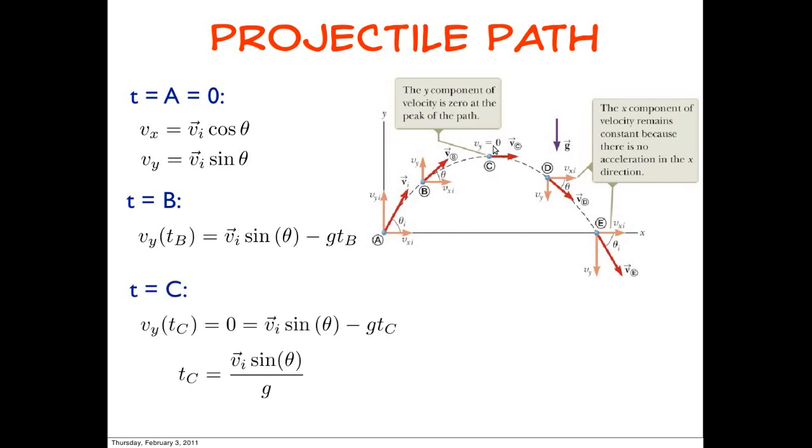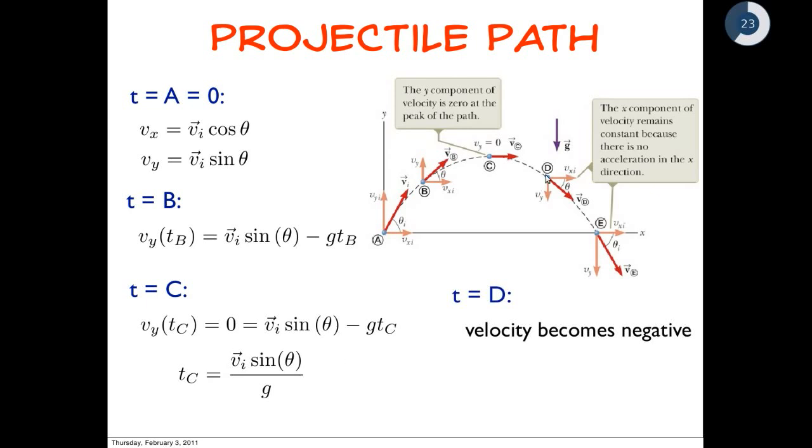So what happens when we get to point C? At point C, the y component of the velocity is 0. We are at the peak of the path of the projectile, and it no longer moves in the y direction. The velocity in the x direction is still constant. So we know that the velocity at point C is equal to 0, and this is equal to VI sine theta minus g times TC. And we can solve this equation and get an expression for how long it takes the projectile to get from point A, t equals 0, to its peak in the path. And that is equal to VI sine theta divided by g.